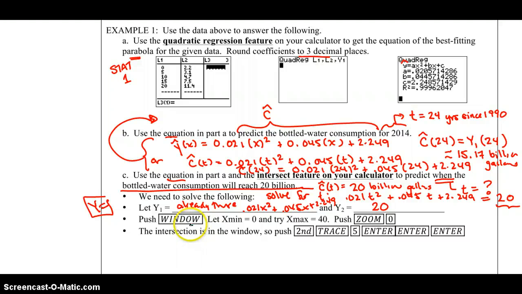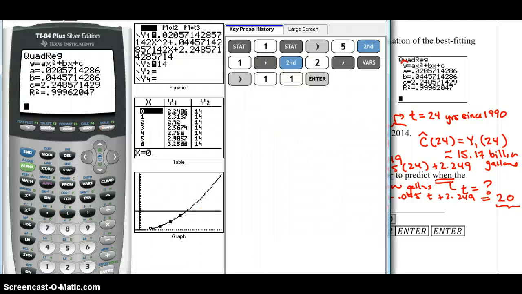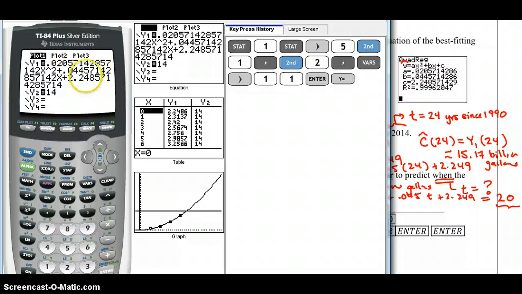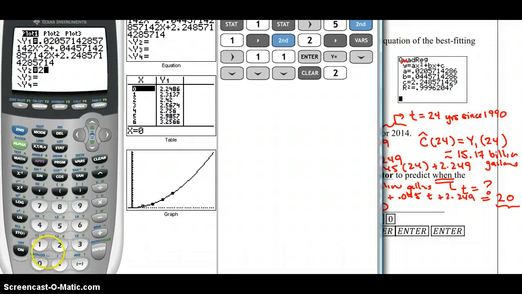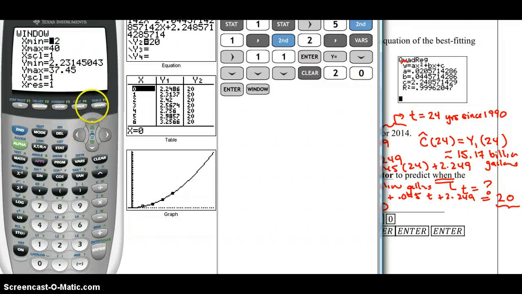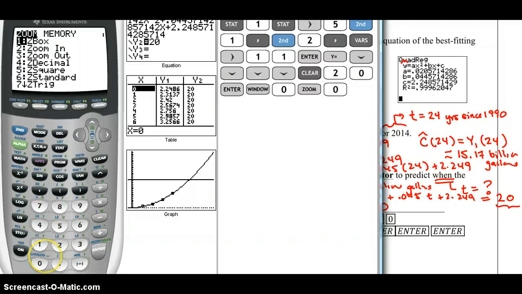So if we push y equals, we'll see that that equation was stored. And next to y2, I'm going to clear out what was there, and we're going to put in 20. And then we're going to go into the window, and we're going to start at year 0. Before, we tried 40 for a previous one, so we'll just start there, and if it's not wide enough, we'll make it bigger. So we'll try zoom 0.